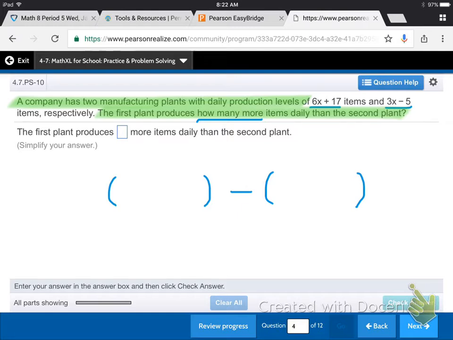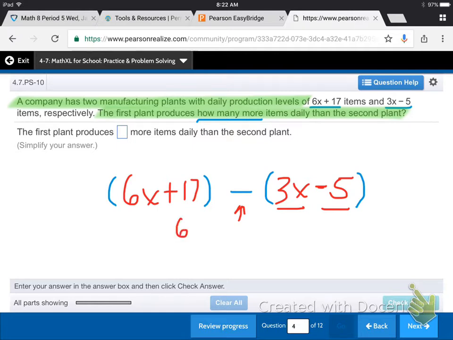So again, what was the expression for the production levels for plant number 1? It was 6x plus 17, and then we're going to subtract 3x minus 5. Now I'm going to show you a shortcut. Instead of thinking about this negative sign as being -1 and distributing it to 3x and to -5, we're just going to change the signs, which is what you do when you multiply by -1. We're going to change the signs of the 3x and the -5. So we take our 6x plus 17, and then we subtract 3x, because it's positive inside the parentheses, and the 5 is negative, so we're going to change that to positive.